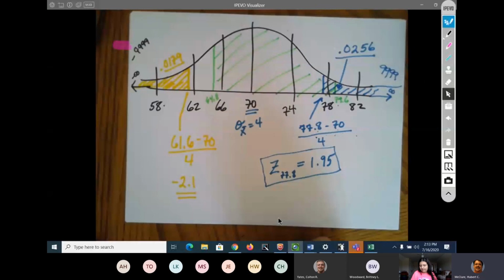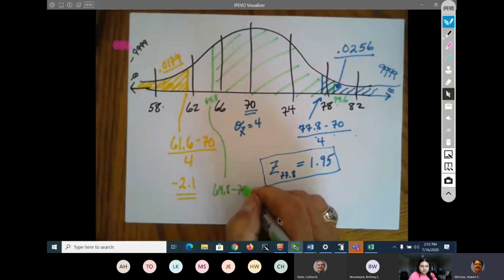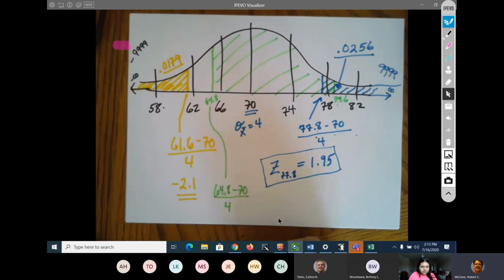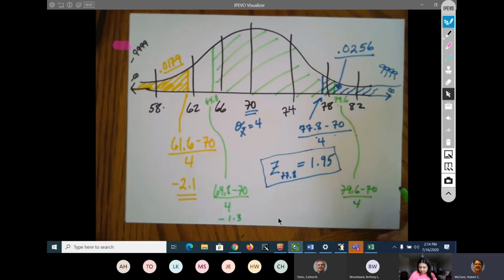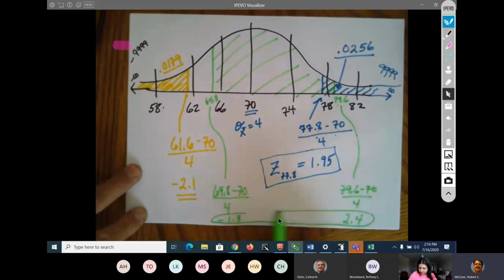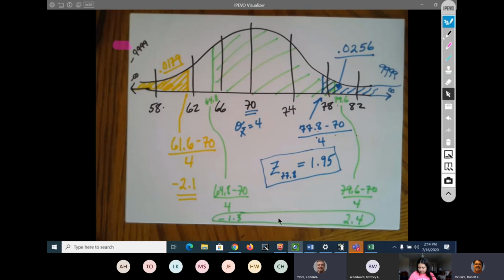So if you have an old calculator, 64.8 minus 70 over 4, and I get negative 1.3. And then 79.6 minus 70 over 4, and I got 2.4. So somebody do a normal CDF. You don't have to do your nines now because you have the z-score on the left and the z-score on the right. I come up with 0.8950. That's what I got. That's 3 good test questions right there for 8.1.